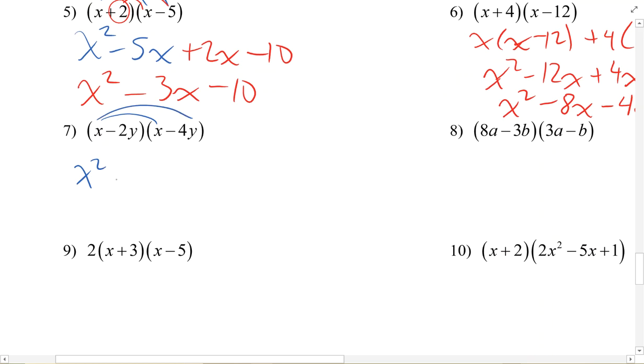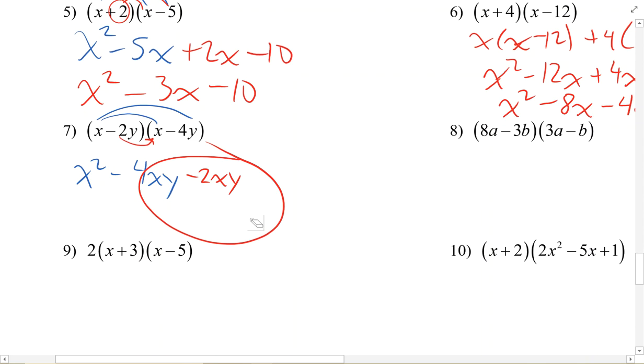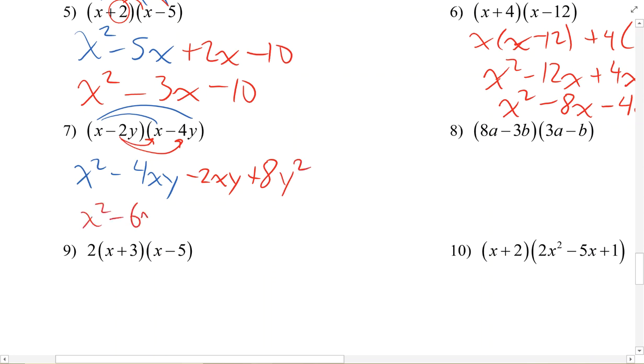X times minus 4y, which gives us negative 4xy. Then we have negative 2y times x, so negative 2xy. We do try and keep these alphabetical, and then it's easier to compare them. And then negative 2 times negative 4. Notice how I'm including the negative signs when I'm saying things, because that multiplies to a positive 8. Okay. Collect like terms in the middle: x squared minus 6xy plus 8y squared.